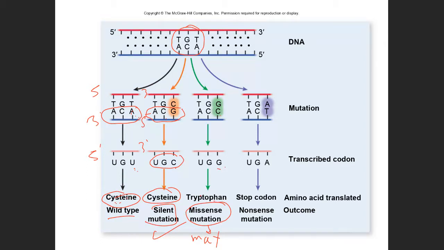Last one changes, again, an A for a T. So we're going from a UGU to a UGA. A UGA means stop. So a protein that should have had more nucleotides, so more amino acids after that, all of a sudden is cut short. Nonsense mutation. This is knockout. This is not going to work.